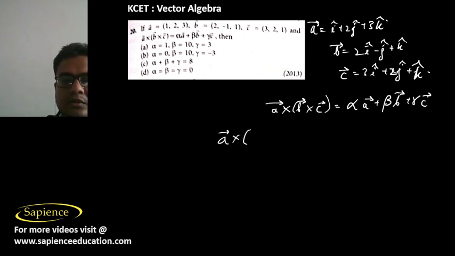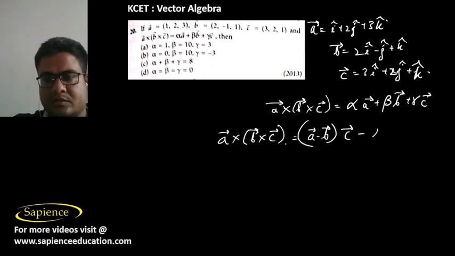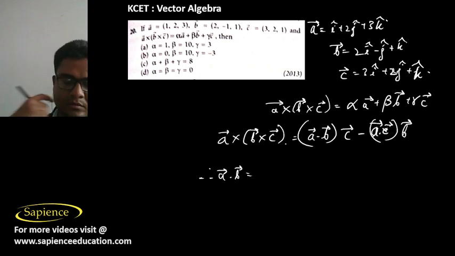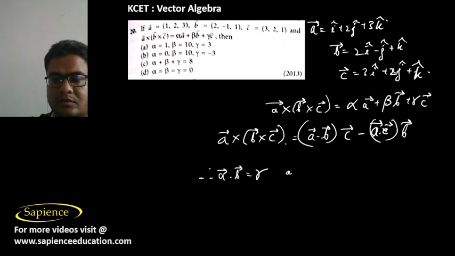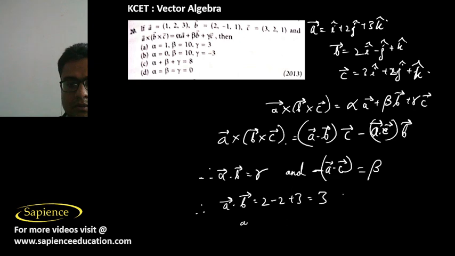okay, so we know that A cross B cross C will be equal to A dot C into B minus A dot B into C. Now therefore, A dot B is gamma, and minus of A dot C is beta, where beta is the coefficient of B. Therefore A dot B is equal to 2 minus 2 plus 3, so gamma is equal to 3 and beta is equal to minus of A dot C.